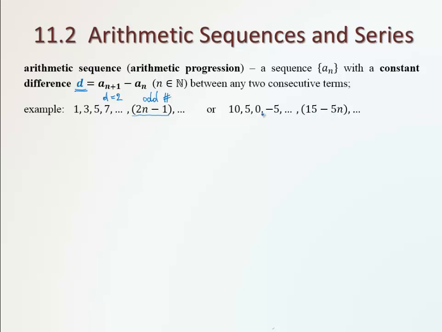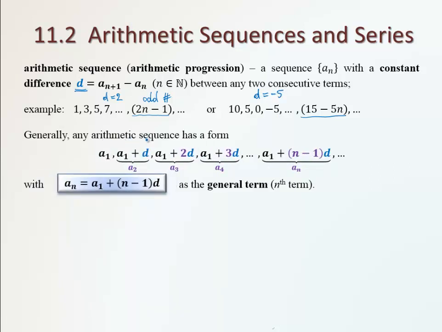And another example. Here the common difference looks like it is negative 5. We are dropping 5 every step. And the general term is given as 15 minus 5 times n. So if n is 1, we subtract just 5 from 15, leaving us with 10. If n is 2, we subtract 10, so our second term becomes 5, and so on. Common difference, negative 5.